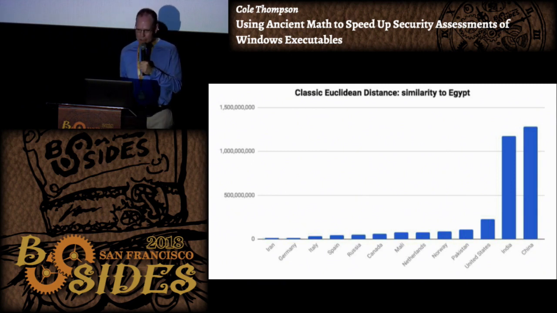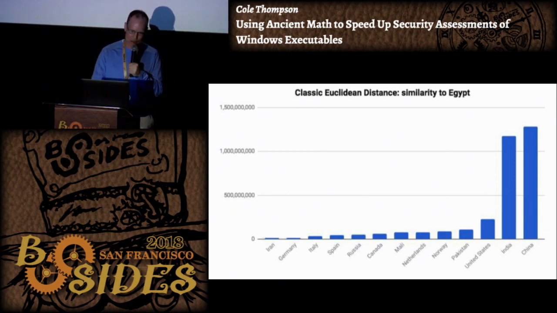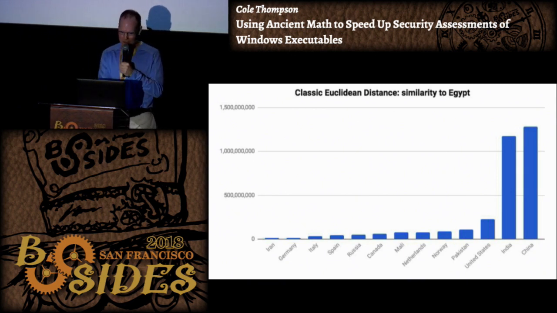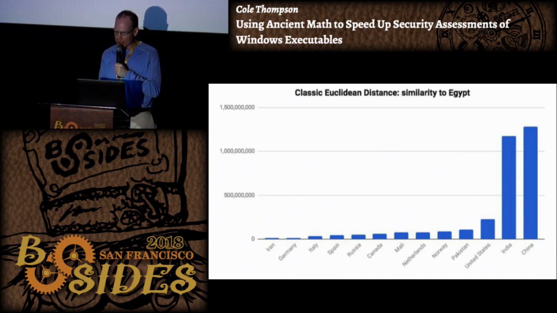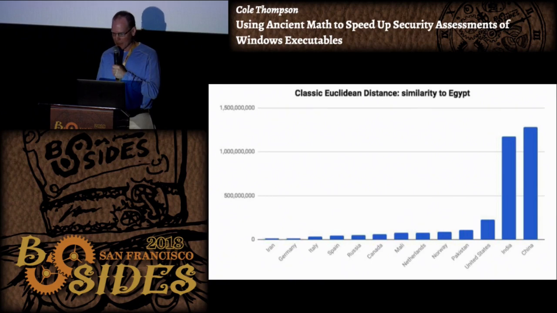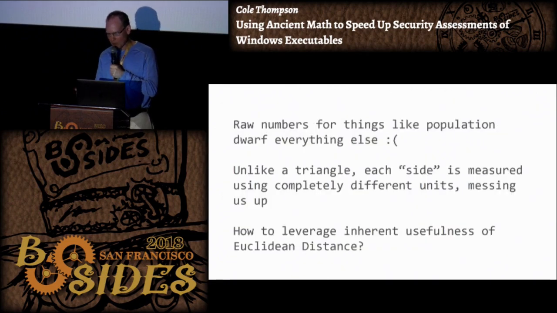So same thing, classic approach. And you might notice that the index here is enormous, 1.5 billion. Again, we're seeing that India and China are extreme outliers. So what's going on here?